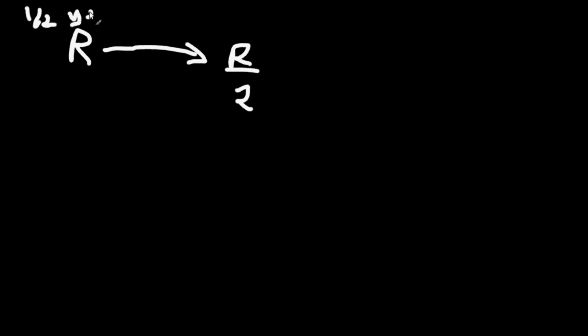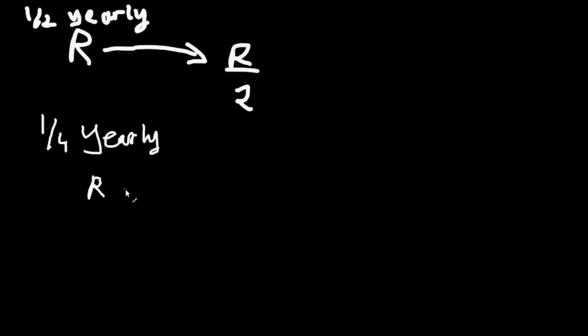I'm just going to make the font smaller. When it's quarterly, that is 1 by 4, then the rate, which is given to you originally, becomes r upon 4. At the same time, the n, as I said in the earlier section, you have to multiply the n by 2.